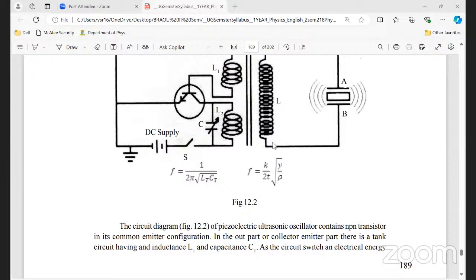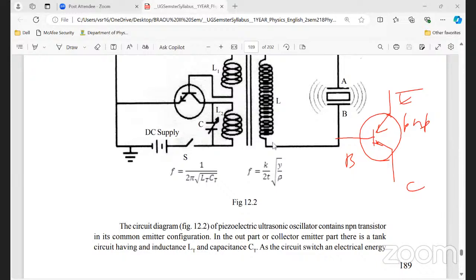NPN means the symbolic representation is like this. This is the emitter, this is the base, and this is the collector. When the current flows from the emitter to the base, that is a PNP.